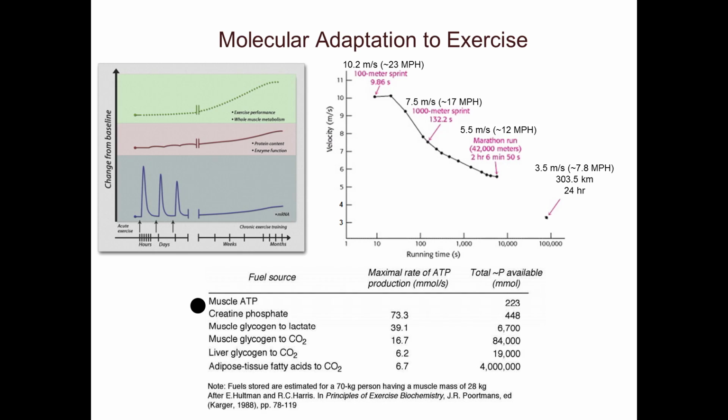We talked about this the first day of class. Our muscles have a supply of ATP, roughly 223 millimoles of phosphate available. But we also have that creatine phosphate, which has about twice that much phosphate available. So we run out of ATP rather rapidly, within seconds. The creatine phosphate can phosphorylate the ADP, and I get another few seconds of running out of that. So maybe up to 10, 20 seconds of fuel available for those very fast sprints. And that's why you can run at 10 meters per second there. Well, not me, but Usain Bolt can.